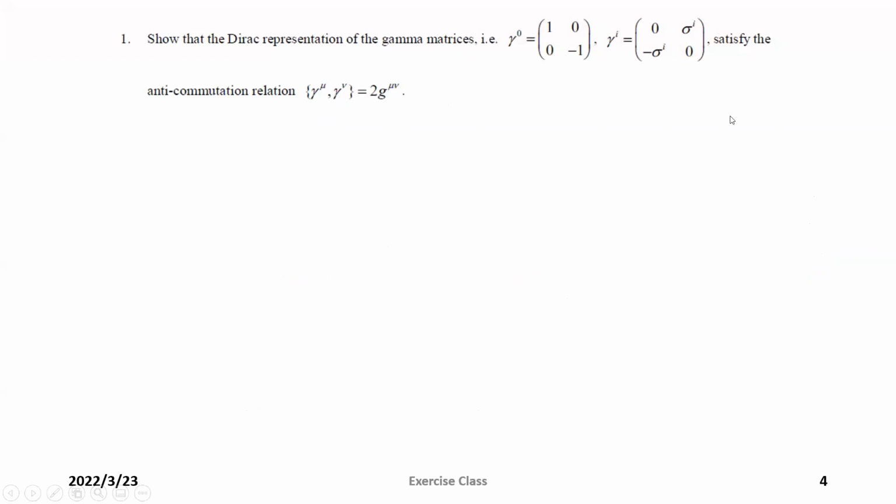Okay, so let's go to the exercise questions. The first question is to prove that the gamma matrices in the Dirac representation indeed satisfy the anti-commutation relations. And just a note, if we write this anti-commutation relation more rigorously, it should be like this. On the right-hand side, it should be a 4 times 4 matrix.